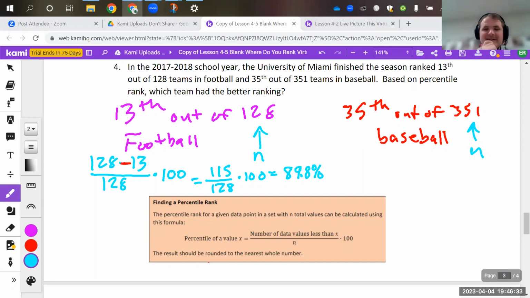Oh, Miami did do that well. Wow, that's crazy. 316, thank you, is the actual answer to the question, but I care a lot about that private message there.